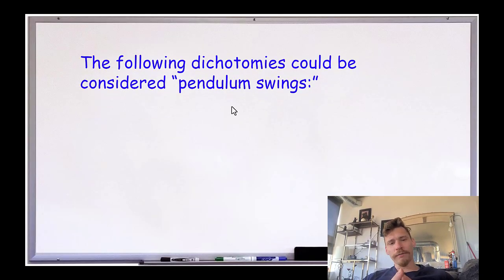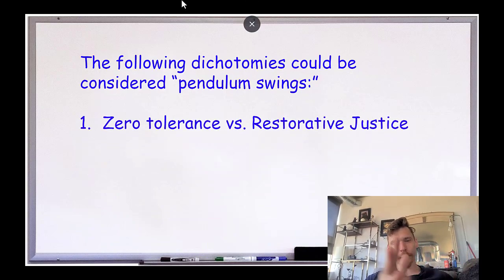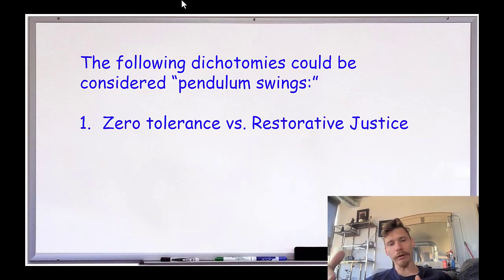So the following dichotomies could possibly be considered pendulum swings. Zero tolerance versus restorative justice. These are two paradigms for dealing with discipline. With zero tolerance, we have increased consequences for student misbehavior. We have progressively escalating consequences for repeated infractions. So there's really that hard line with discipline with zero tolerance. And then with restorative justice, the focus is on repairing relationships that might have been harmed to address student misconduct.